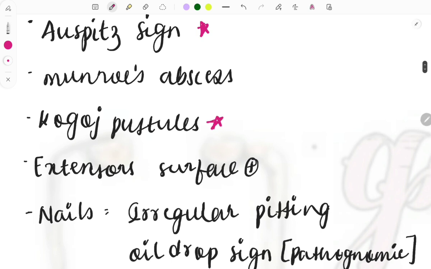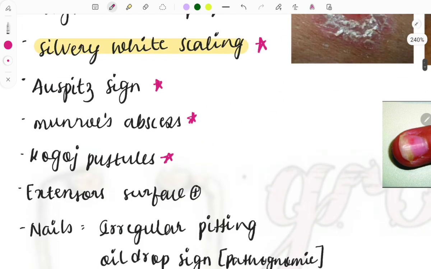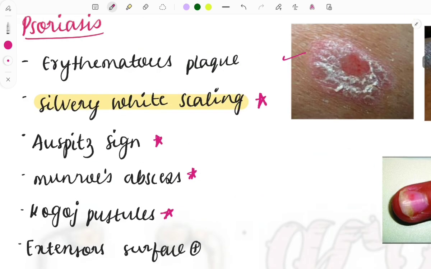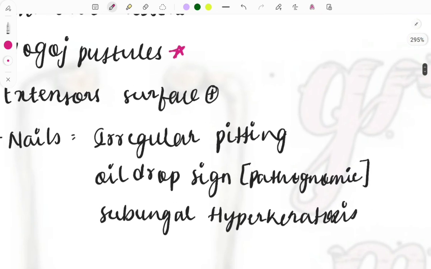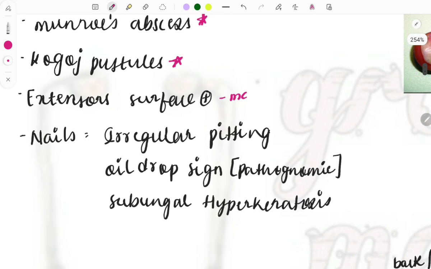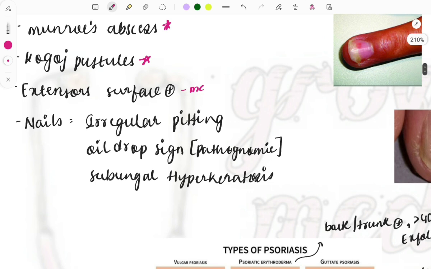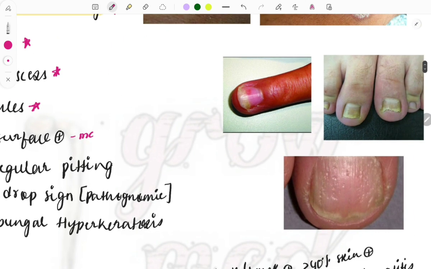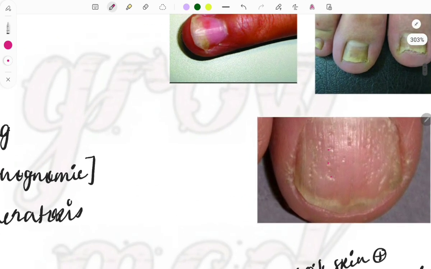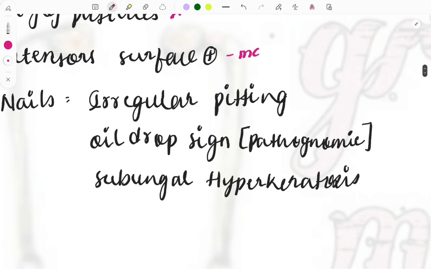So these are also pathognomonic features of psoriasis, and whenever you find these things in the question, then go with psoriasis. The extensors are most commonly involved in psoriasis, and there are also nail changes seen with it. Irregular pitting can be seen, as you can see here that the pitting is irregular, and regular pitting is seen with alopecia areata. We had discussed it just 2-3 minutes before, and that is also an important finding which you must remember.